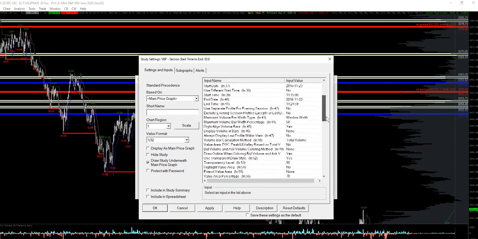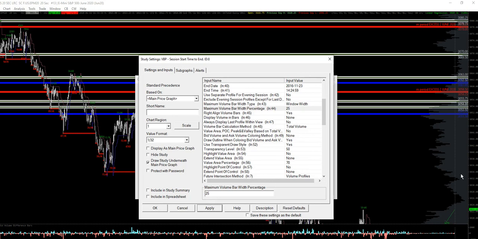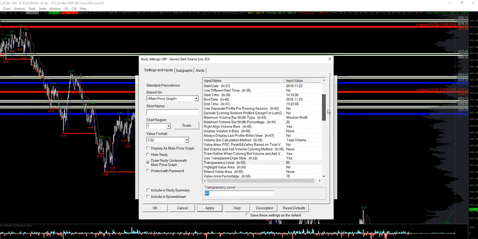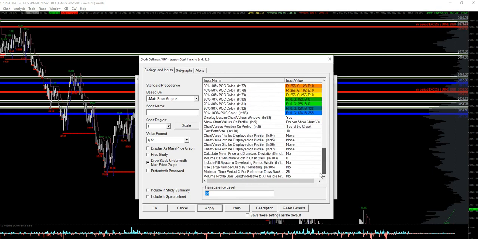You should have maximum volume bar width. So this here, I'll show you what this does. 25, 50. If I hit apply, just look here, okay? It just shrinks the volume profile. If you don't want it too big, 25 seems to be good, and you can play around with it. So again, I'm just going to do this like that. Here, you can look at the settings.